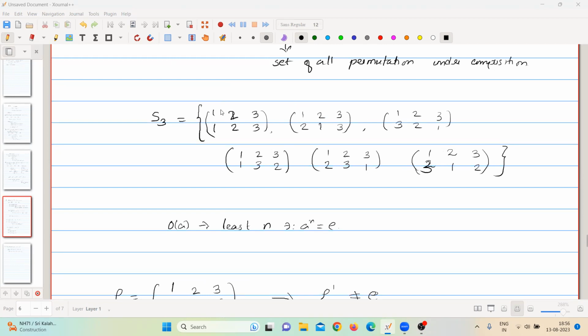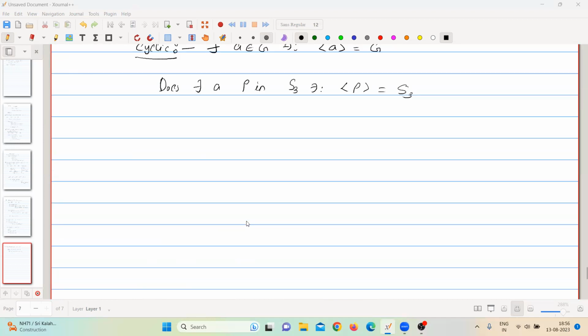Okay, let's go case by case. First element, let us see whether this element can generate S3: (1 1)(2 2)(3 3). This is the identity element. Whether e can generate S3? No, ma'am. No, because whatever power n we take, e to the power n is equal to e only. Other than identity, we have so many elements in S3, right? Whatever power we take, we always get e only. So e cannot generate S3.